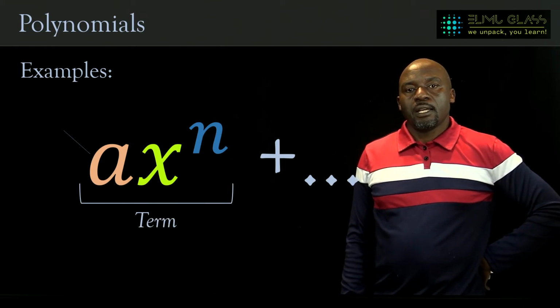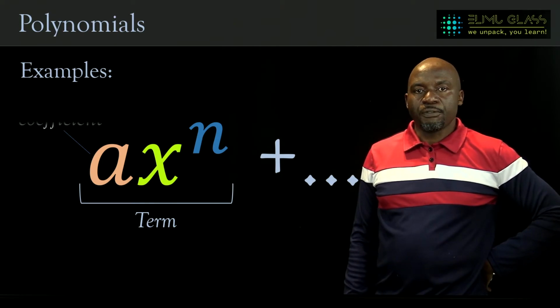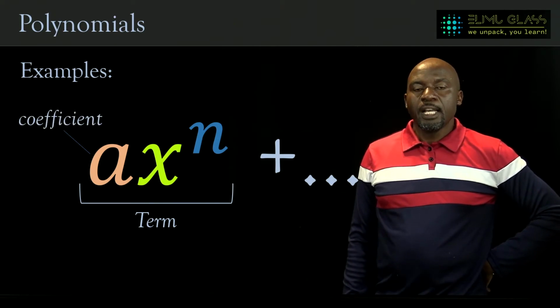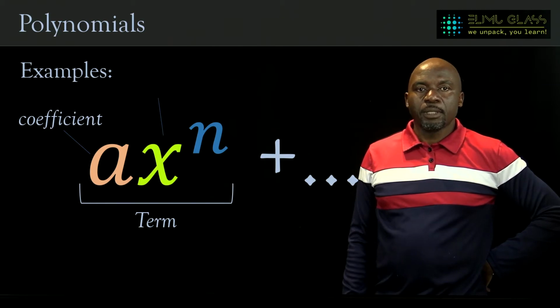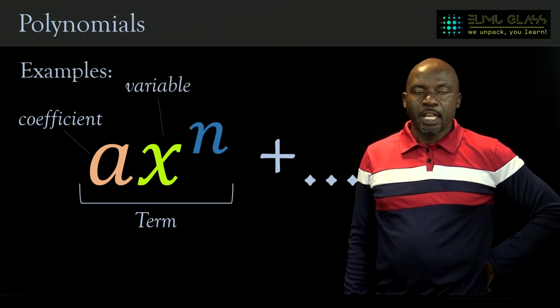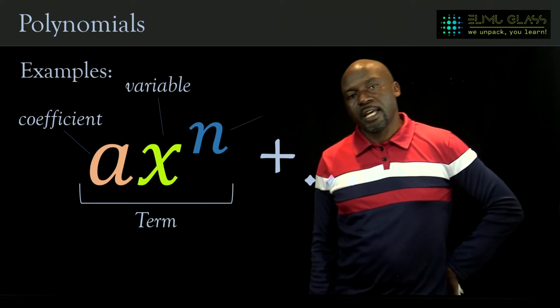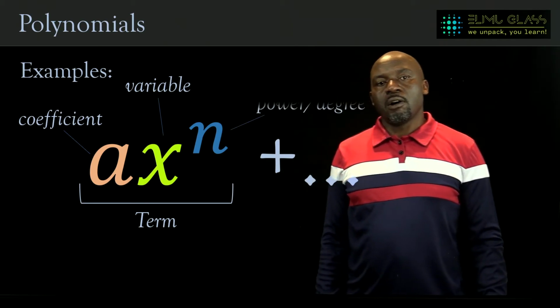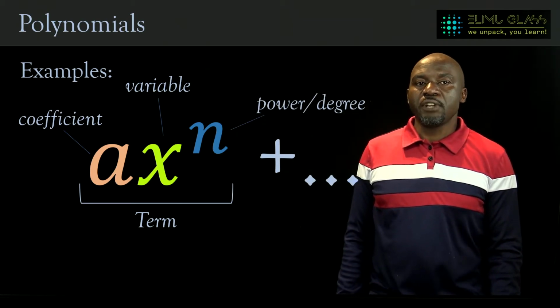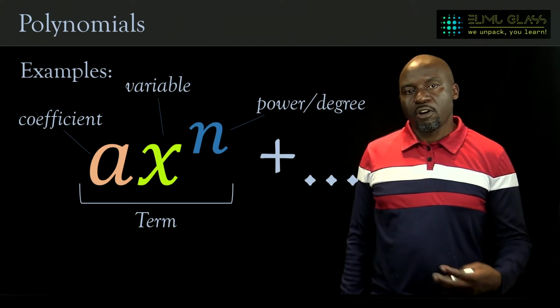The letter a there represents the coefficient of x. And x itself is called the variable. And the power there, the n, is the power or the exponent or the degree of the polynomial or the order of the polynomial.